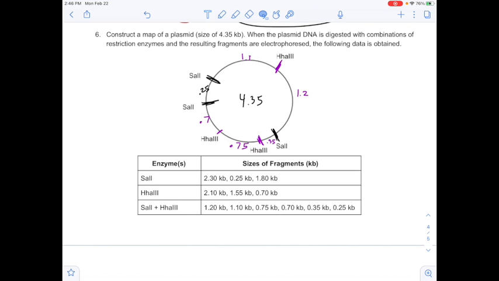Sorry, I had to turn the camera off again to think while the camera wasn't running. I think I got it though. So again, just double checking my work. The purple ones were the HHA3 and black ones were the Sal1s. So let's see, if I just made these cuts, I would have, again, here's 2.3, here's 0.25, and here's the 1.8. So add those up, that works.